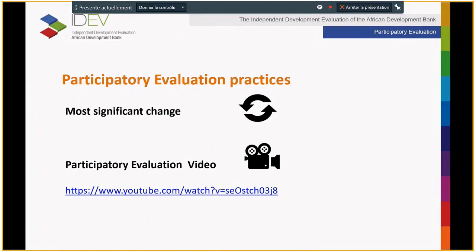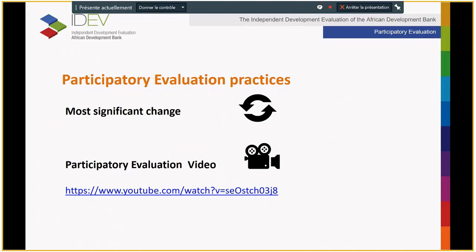Thank you. So here we would like to share with you 2 methods that can be used when collecting information in a participatory evaluation. Of course, it's also possible to use other tools such as focus group discussions or interviews during a participatory process. But these 2 are actually very interesting to use in the context of a participatory evaluation.